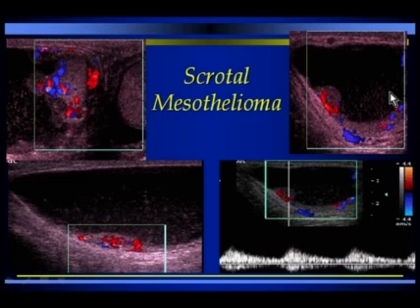And finally, I told you that the intratesticular stuff tends to be malignant, the extratesticular stuff tends to be benign, but not all of it. Here is a scrotal mesothelioma, and so remember there's a lining here, the tunica vaginalis, and so tumors of that lining can be mesotheliomas. And here we see a focal mass in the scrotum with a hydrocele and with flow in that mass. This was mesothelioma.